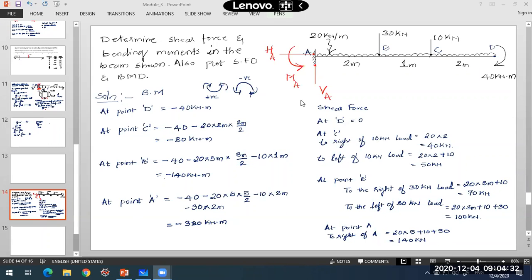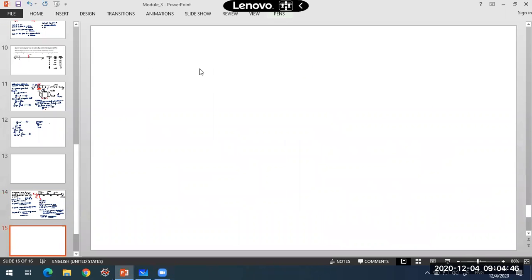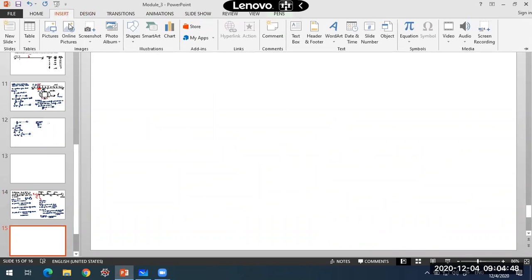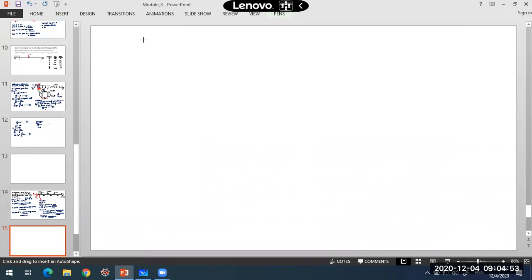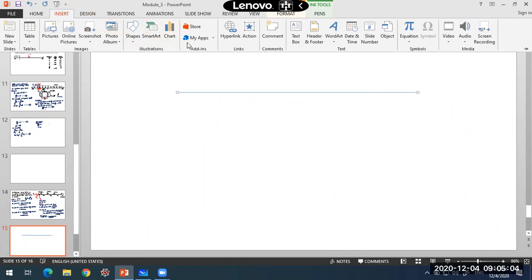Now we'll take up the plotting part. We have seen some plotting of bending moment and shear force, and we'll continue with this problem for plotting the bending moment and shear force. First I'll be taking the beam. I'll be representing it with a straight line. So this is the beam what we have. This line will represent the beam, and on this we have to plot those shear force and bending moment over here.